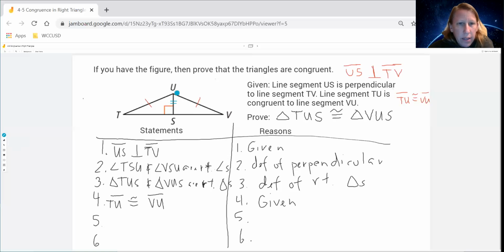How do we know that US is congruent to US? How do we know US is the same as US? Because it's the same shape. So we can say line segment US is congruent to itself. You guys remember the reason for that? When you say something is the same on both, or something is equal to something, or that something is congruent to itself, it's called the reflexive property.